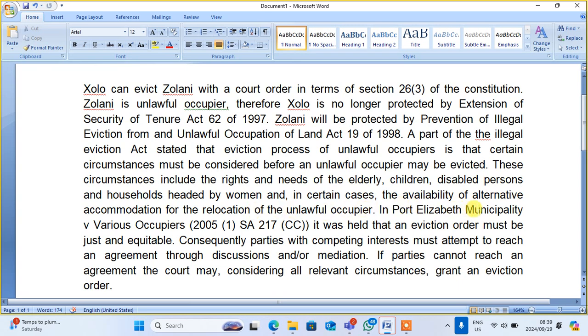In Port Elizabeth Municipality, it was held that the eviction order must be just and equitable. Consequently, parties with a competing interest must attempt to reach an agreement through discussions or mediation. If parties cannot reach an agreement, the court may consider all relevant circumstances and grant an eviction order. Therefore, when you answer like this, you get the full marks.